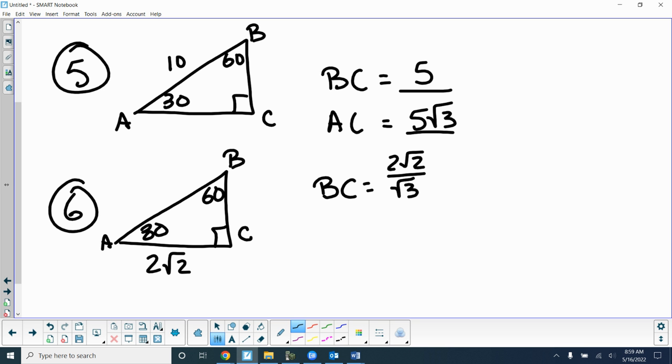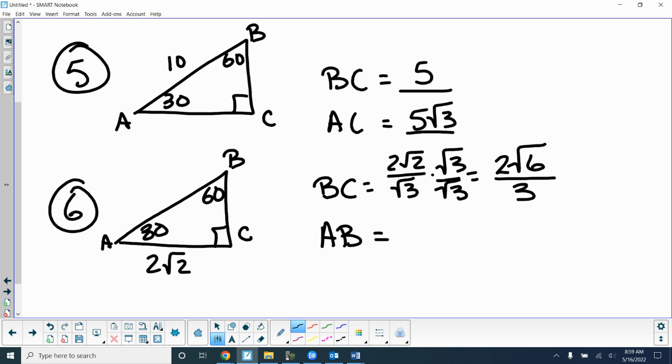Am I allowed to leave it looking like that? No. So how do I get rid of the radical 3? Multiply top and bottom by radical 3. What's radical 2 times radical 3? What's radical 3 times radical 3? There's our answer. No decimal. Just radical form. Fraction. Okay? To get from BC to AB, you always double it. Times 2. And all you have to double is the number in front of the radical. So what's 2 doubled? 4. Done.